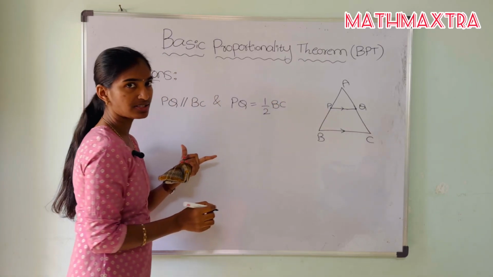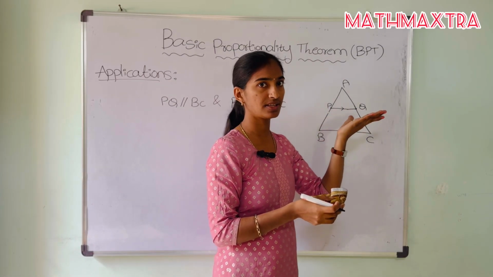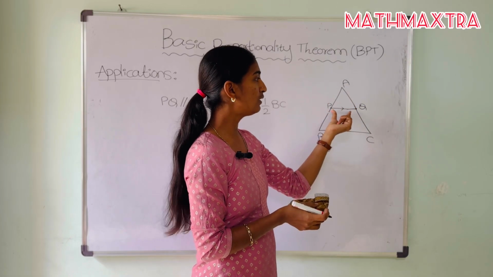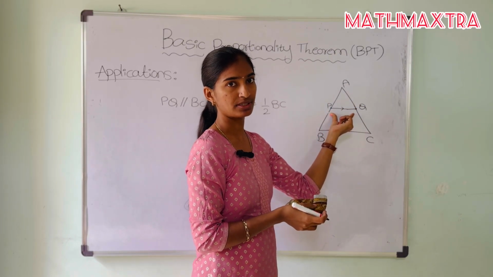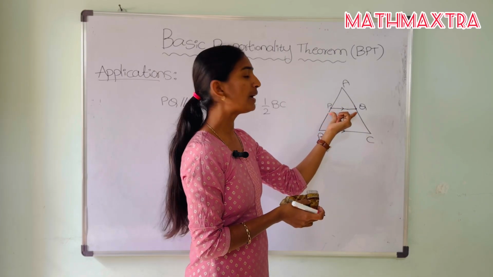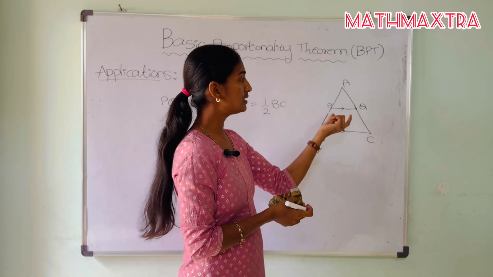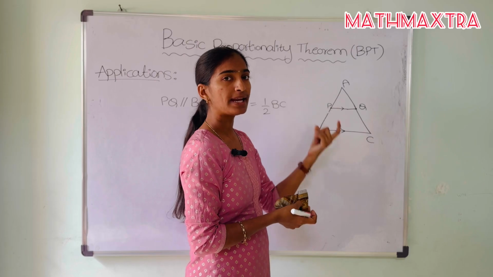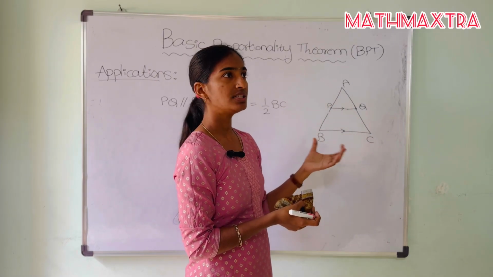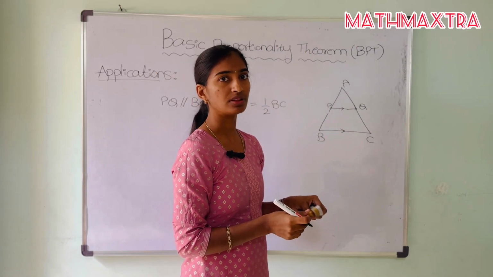This is the next result from the BPT. So you take midpoints. In the previous case, what have we taken? We have taken any parallel line. Need not be the midpoints, right? So now in this result, we have considered midpoints of the sides. So if you join the midpoints of the two sides, it is always parallel to the third side and exactly half of the third side. So this is also called the midpoint theorem. We use this result while solving the questions.